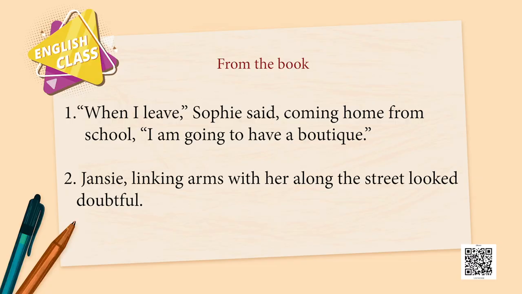Then look at the next one: "John C., linking arms with her along the street, looked doubtful." How will you say it, Kriti? Yes, sir. It can be said in two sentences: John C., who was linking arms with her along the street, looked doubtful. John C. was linking arms with her along the street, and she looked doubtful.